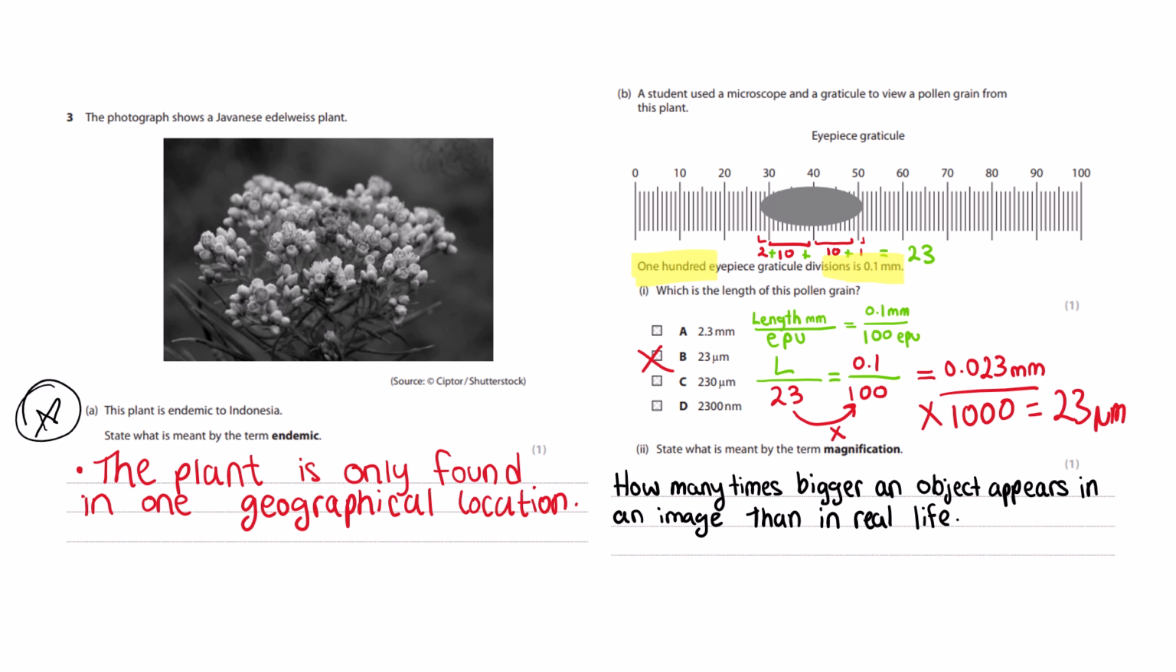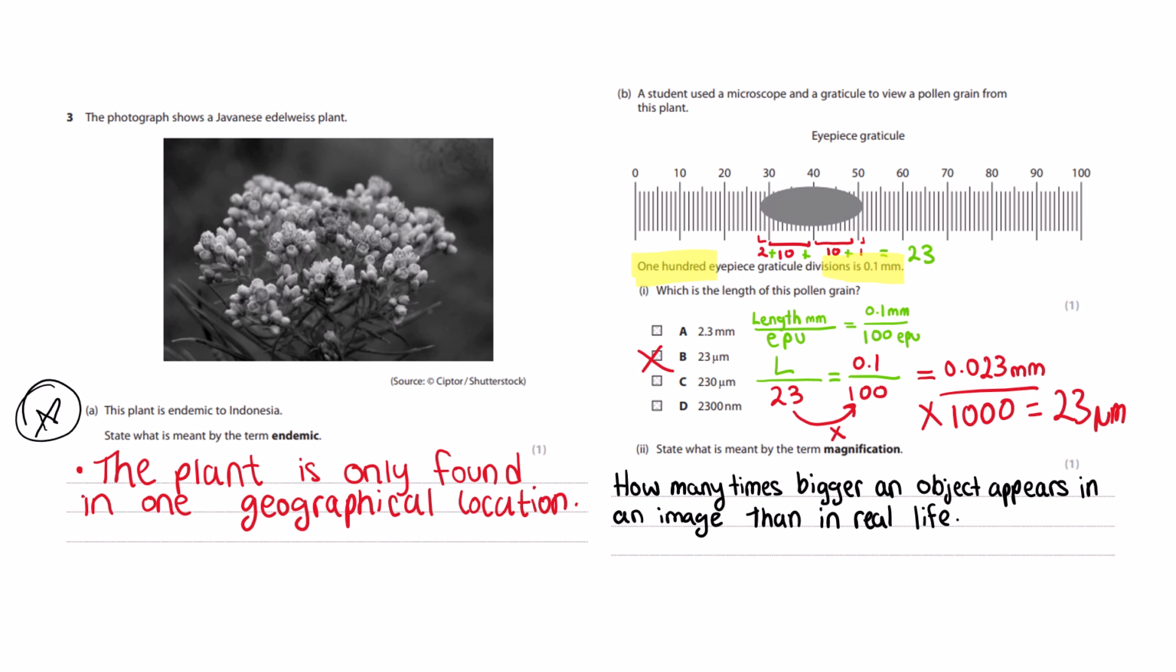So how I memorized it was very simple. Remember the pandemic, COVID-19, the pandemic, the COVID was spread all around the world, okay? So pandemic all around, endemic only in one place, okay? So therefore, the plant is only found in one geographical location, okay?